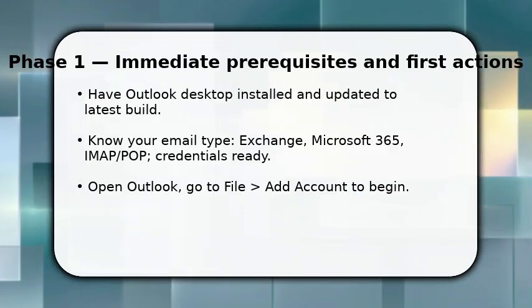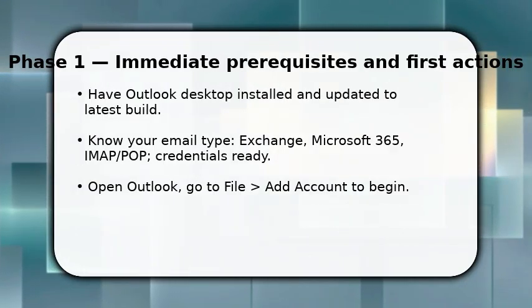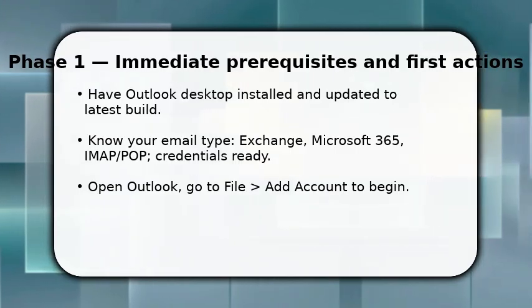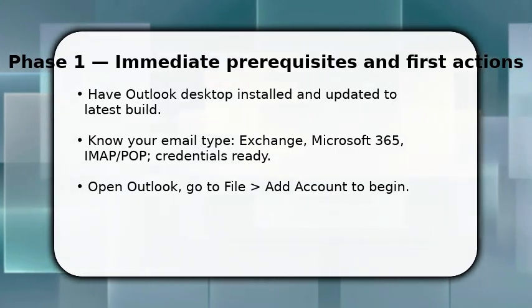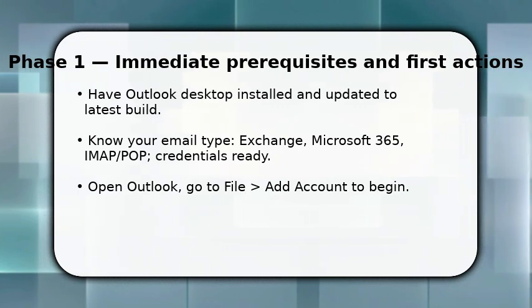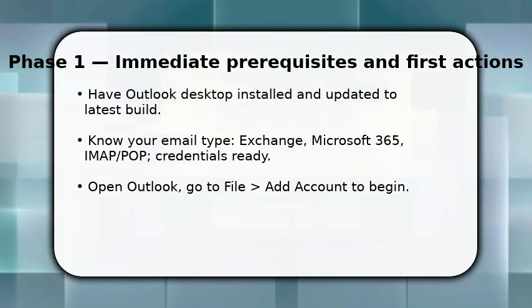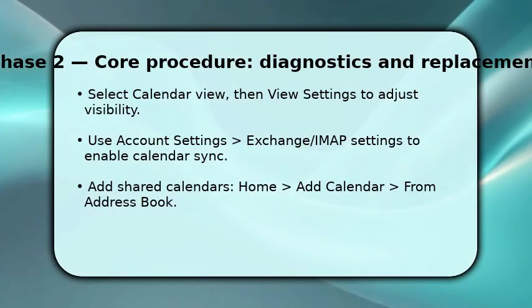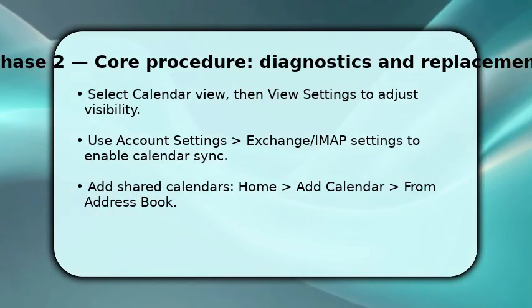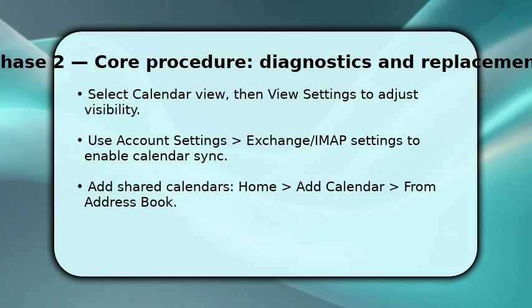If prompted, enter your email and password, then approve any multi-factor prompts. Once done, Outlook will create the mailbox and calendar folder. This is the step that connects your server calendar to the desktop app. Once your account is added, switch to Calendar View to configure sync frequency and shared access.